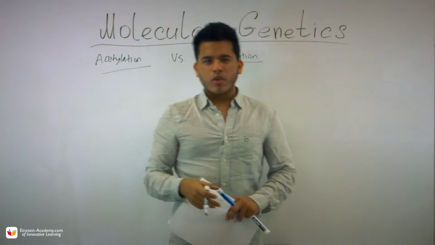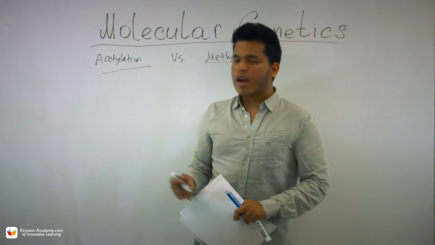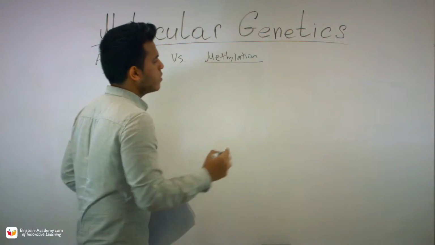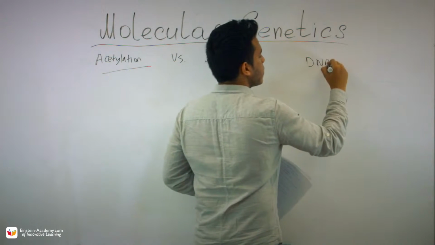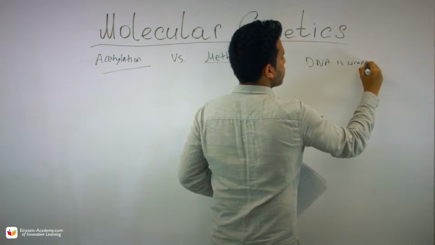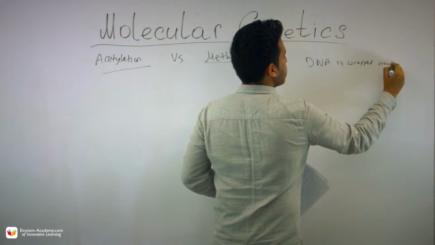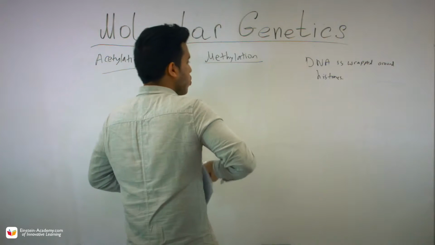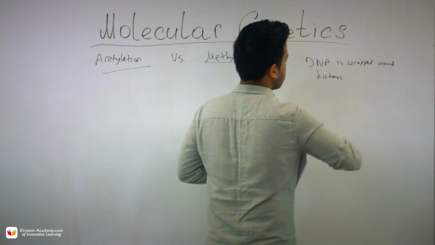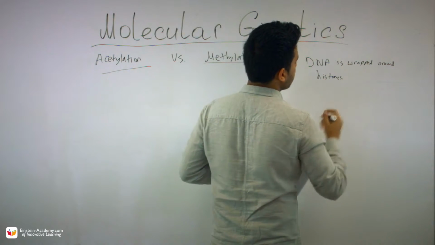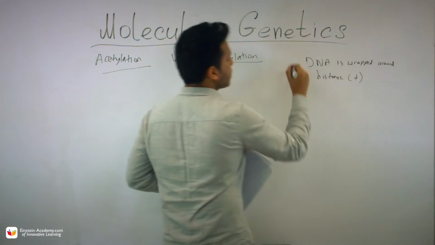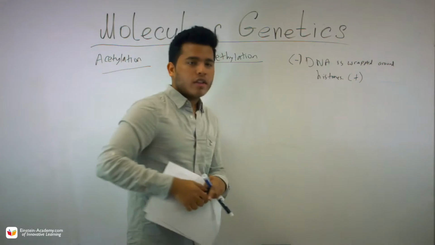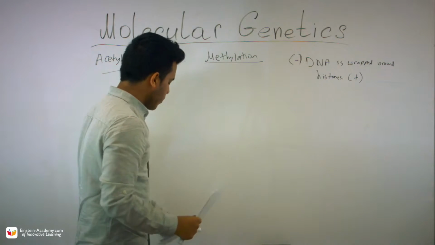What you may not know is that DNA is wrapped around highly positive charged molecules called histones. So DNA is wrapped around histones, and histones are positive in charge. DNA is negative in charge. So what's going to happen? The histones are going to tightly wrap around the DNA molecule.